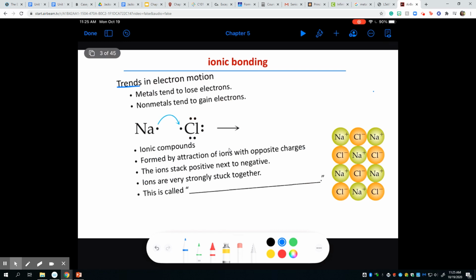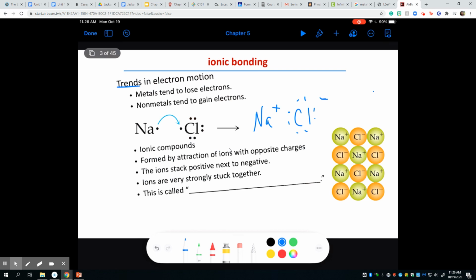Sodium has one valence electron. Remembering the octet rule, sodium wants to lose that electron. So it gives that electron to chlorine. And when it does, it becomes a positive ion. Chlorine gains that electron, and then it becomes a chlorine with 8 electrons. So it also satisfies the octet rule, but now it has a negative charge.